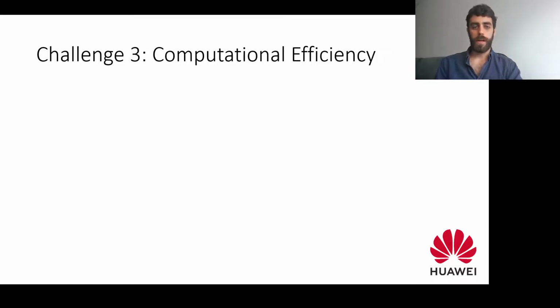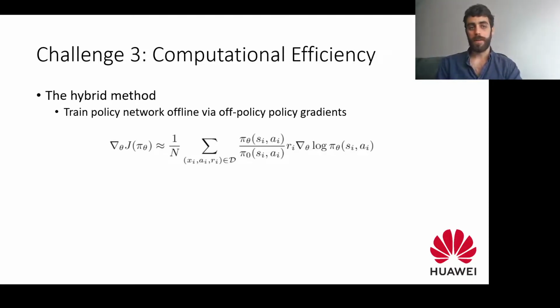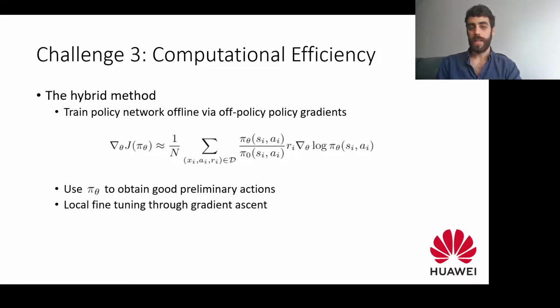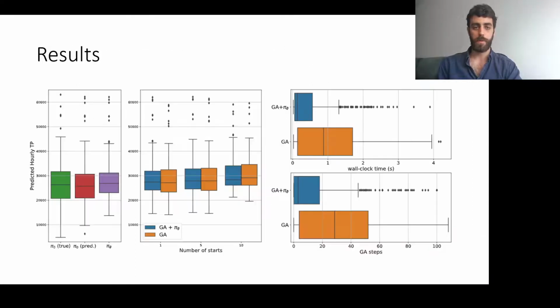So what we do, and we call this the hybrid method, is we use a pre-trained policy network that we train offline following the off-policy gradient. And we use that policy network to select good preliminary actions that we just need to fine-tune via gradient ascent. So this mitigates the computational burden and still leads us to find good actions that maximize the throughput. Our results are conclusive. We can outperform the logging policy while still being computationally efficient.